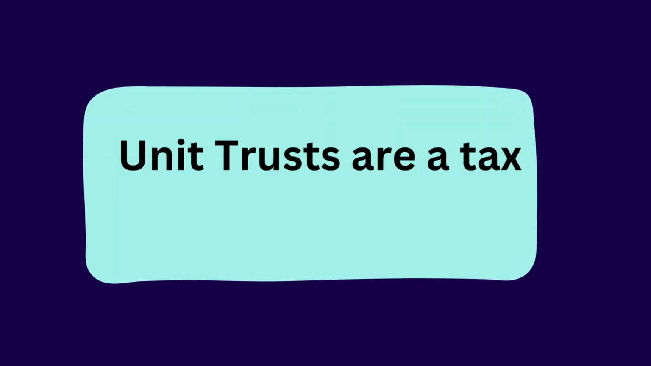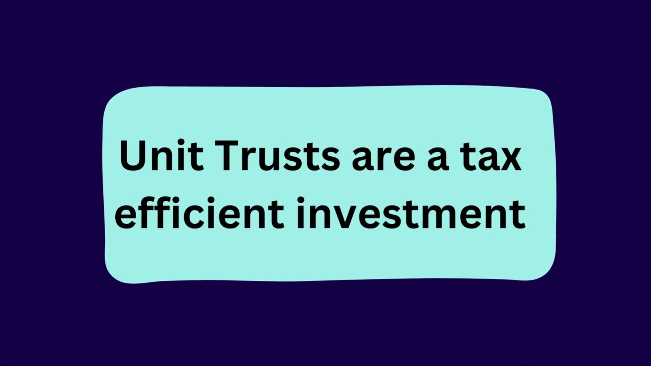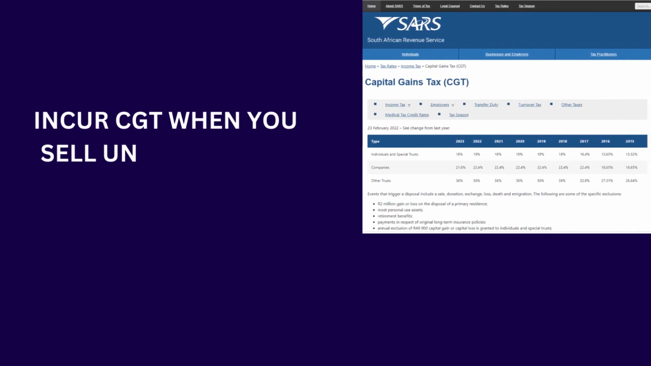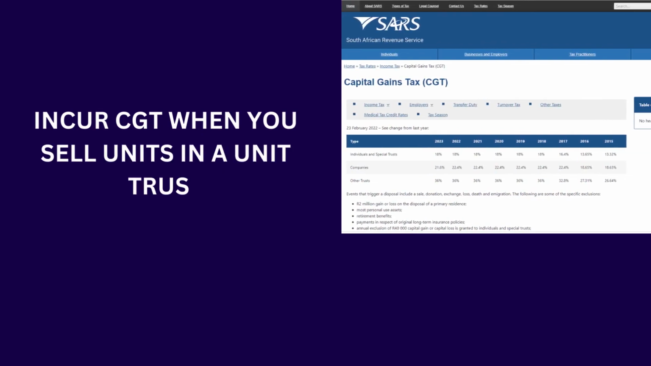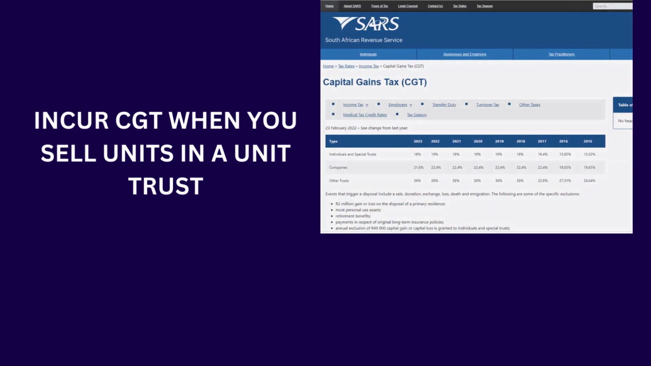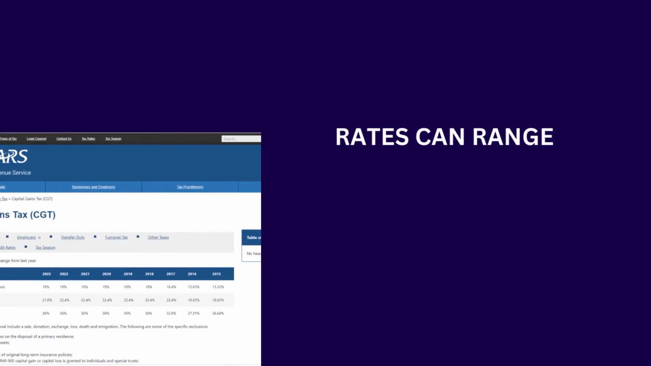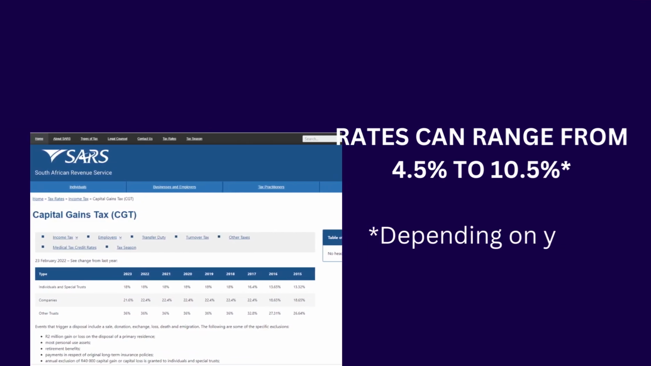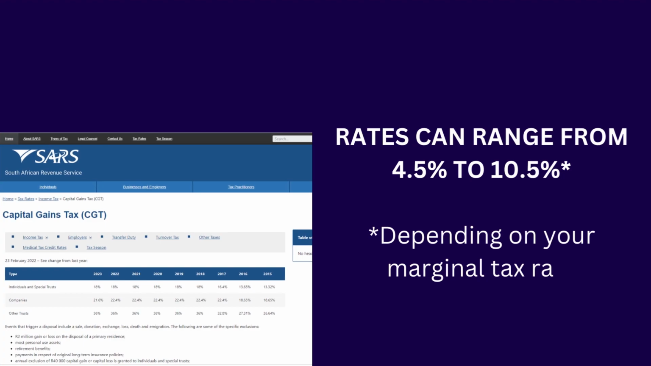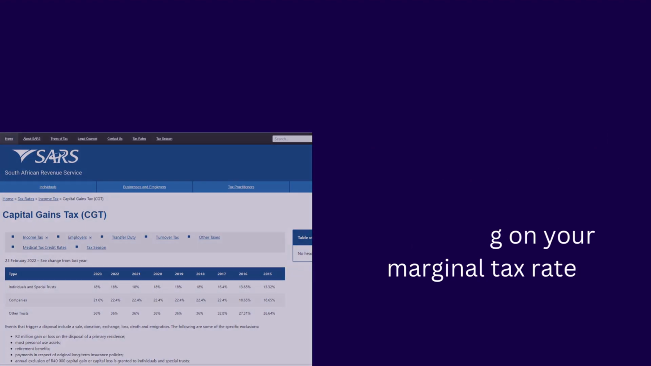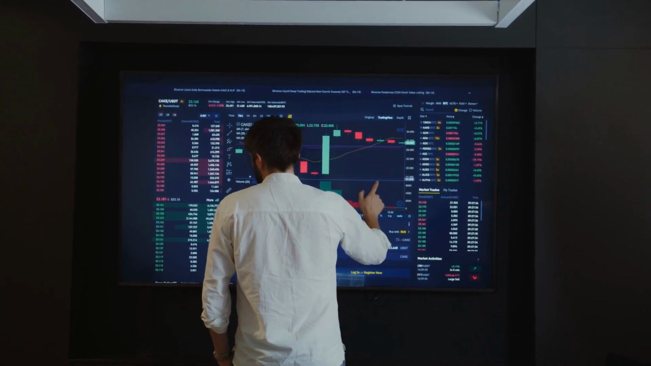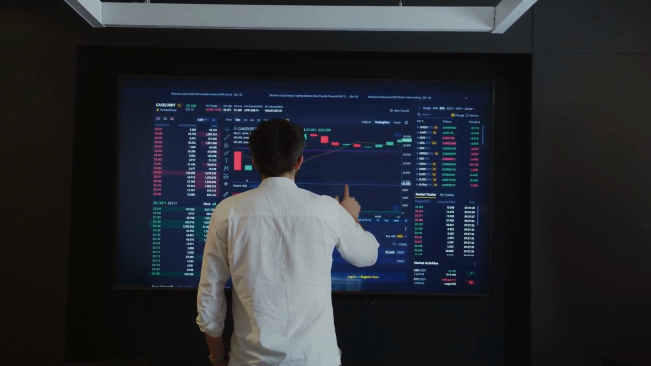In South Africa, unit trusts are a tax-efficient investment option as they are exempt from capital gains tax, CGT. Investors only incur CGT when they sell their units in a unit trust. The CGT rate applicable to unit trust investors can range from 4.5% to 10.5%, depending on the investor's marginal tax rate. In conclusion, unit trusts offer a great deal in terms of CGT for South African investors.